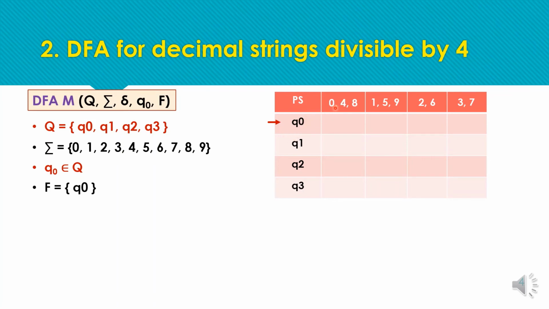Okay, divide 0 by 4, divide 4 by 4, or divide 8 by 4, the remainder is going to be 0. So we are moving to the state Q0. Okay, we have marked Q0 as a final state. So on getting 0, 4 or 8, any of these digits, the remainder will be 0.